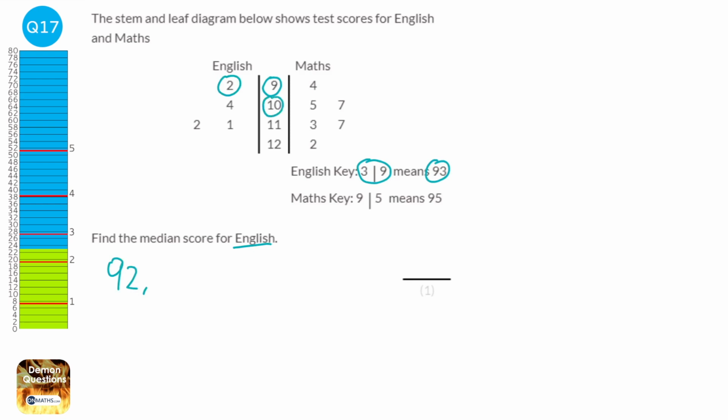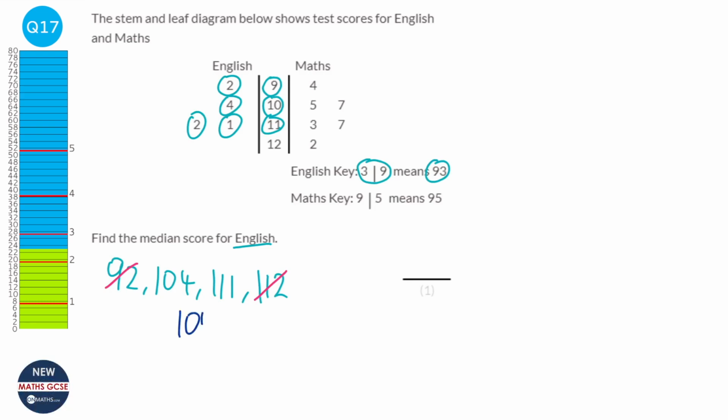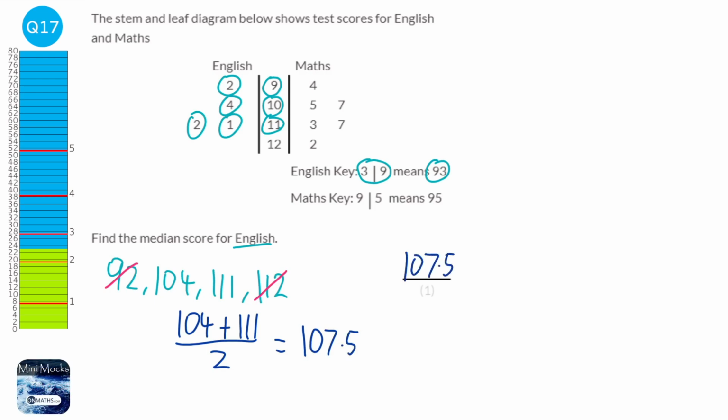Then this will be 10 tens and a 4. So it would be 104. 11 tens and 1, so 111, and then 11 tens and 2. So to find the median, we cross out the biggest and smallest until we're left with 1 or 2 in the middle. Here we're left with 2. So we're just going to add the 104 to the 111, and we're going to divide that by 2. So when we do that, we get 107.5. So our answer is 107.5.